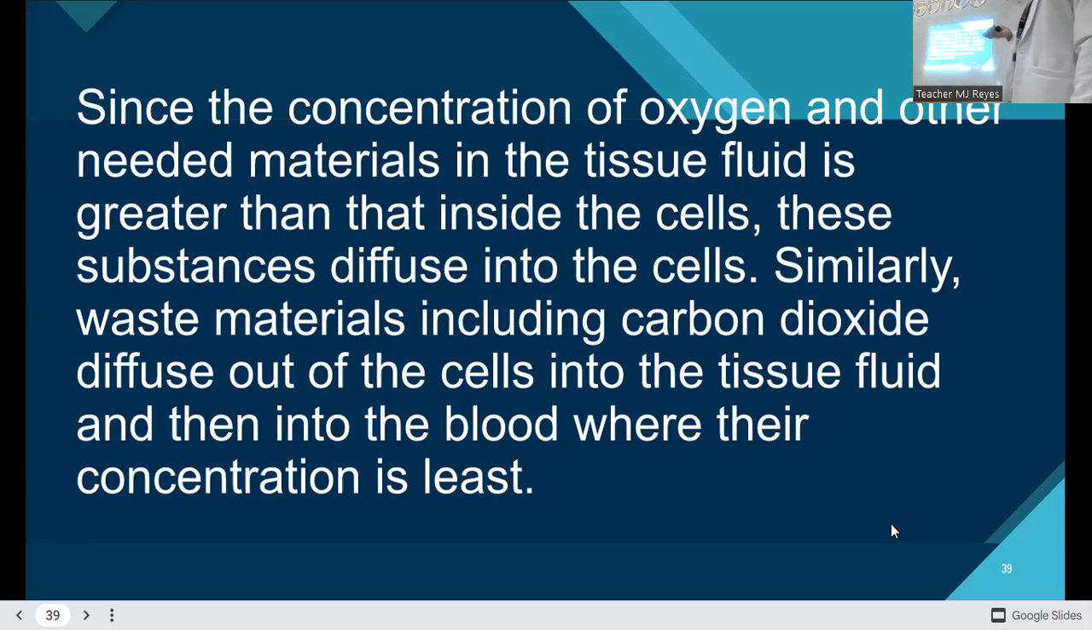Right? Similarly, waste materials including carbon dioxide diffuse out of the cell into the tissue fluid, then into the blood where the concentration is least. Again, please take note of this, put this in your mind, that naturally it should always be from greater concentration to lesser concentration. Like when you create a hole in your pail of water, the water will continuously go out unless it reaches equilibrium or equal concentration from the outside and inside of the pail.